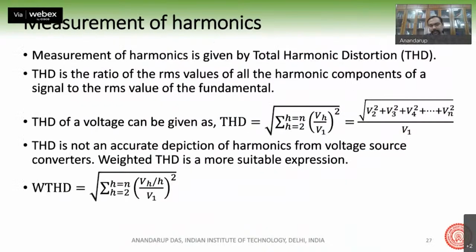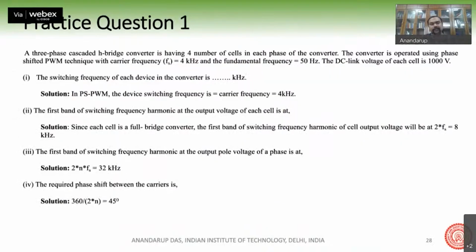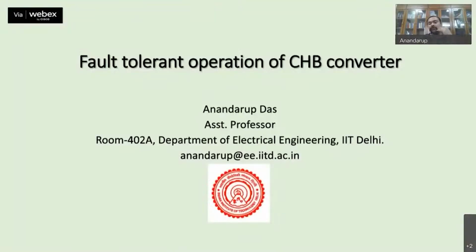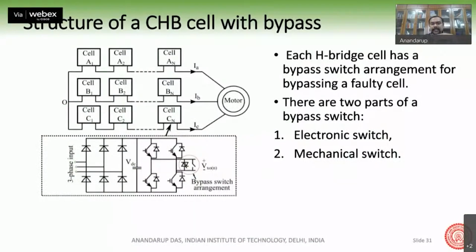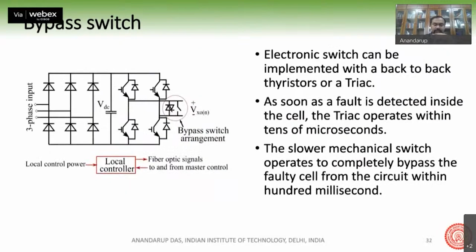Okay. So these are some of the harmonic measurements, etc. Now, fault tolerant operation of the CHB converter is also something we have covered, in which we say that it is possible to bypass one of the cells and still continue the operation of the converter, but maybe at a reduced power rating. For this we have a bypass switch, probably with an electronic and a mechanical arrangement.